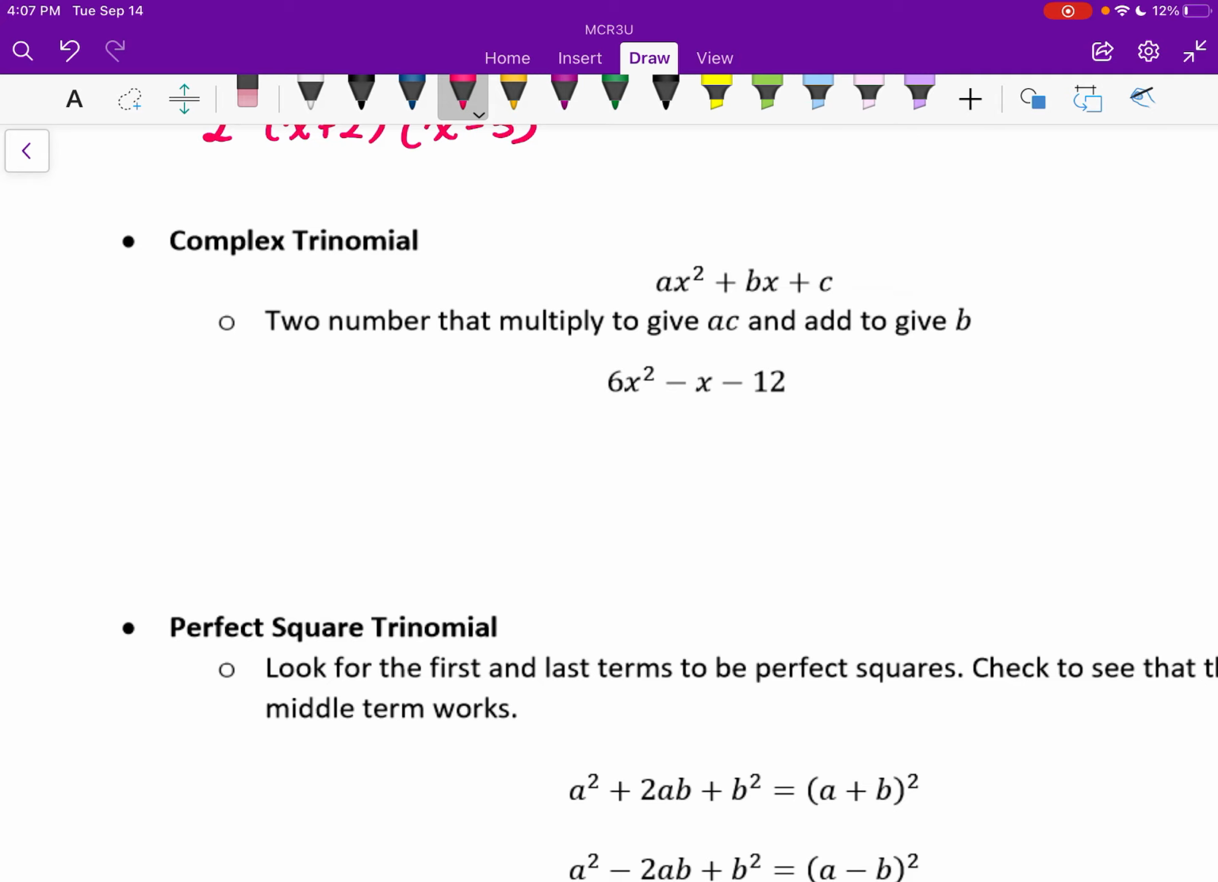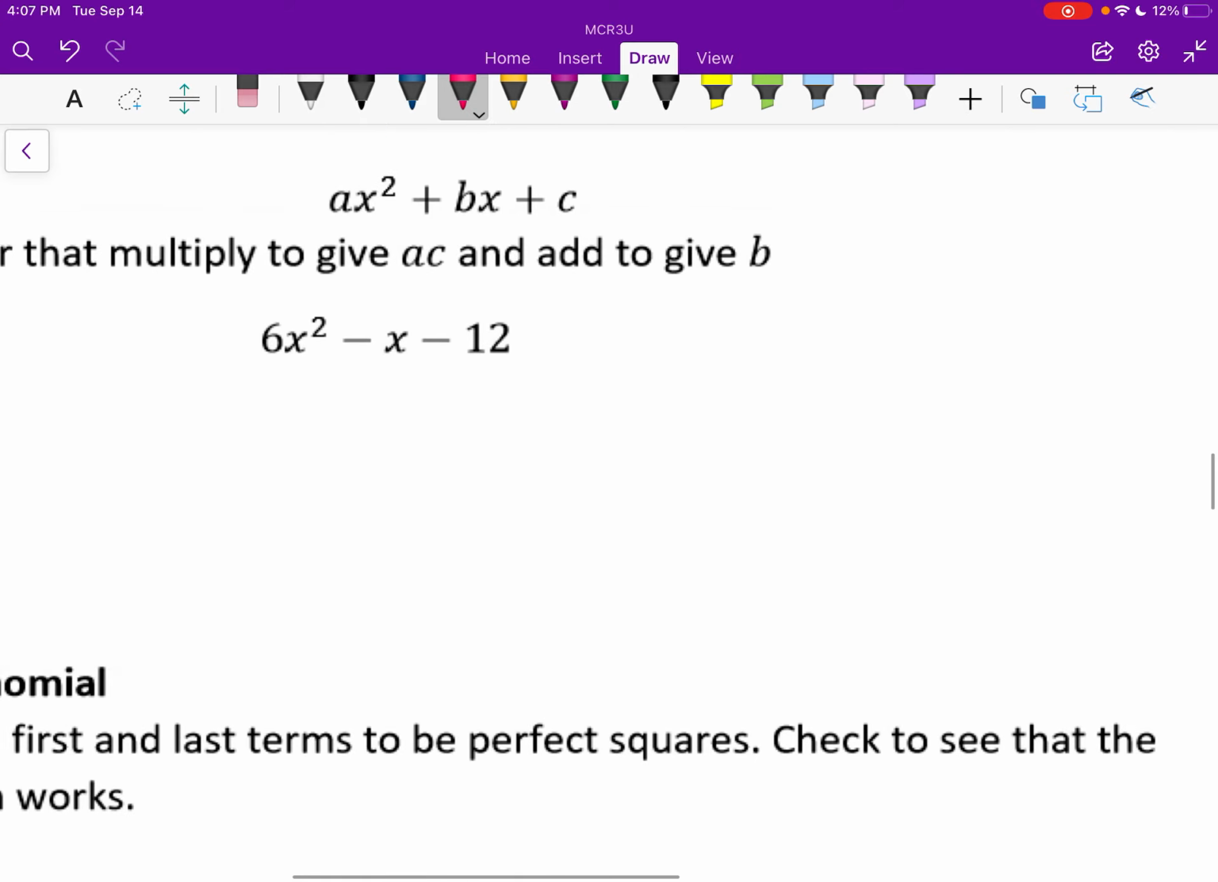In this situation, you need to find two numbers that multiply to give you the 6 and the -12, and then add to give you that middle term number. So let's find out what our a value is here. Our a value is 6, our c value is -12, and our b value is -1. So let's find two numbers that add together to give you -1, and multiply together to give you a times c. Okay?